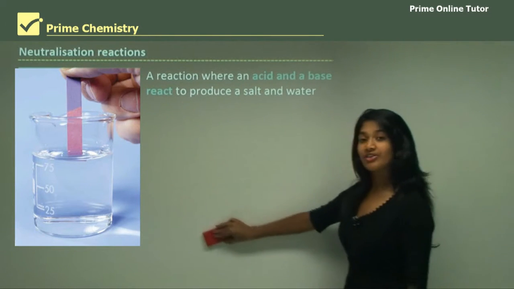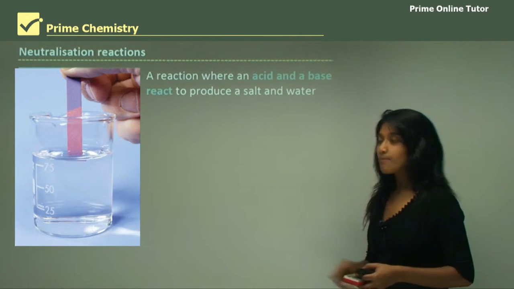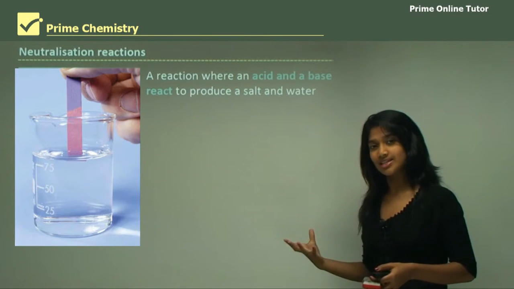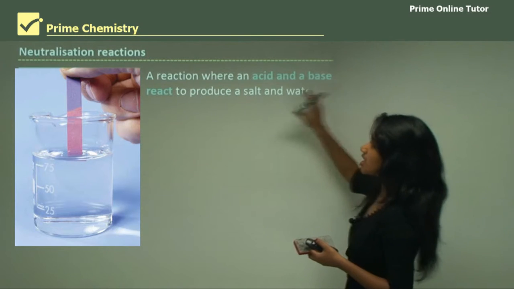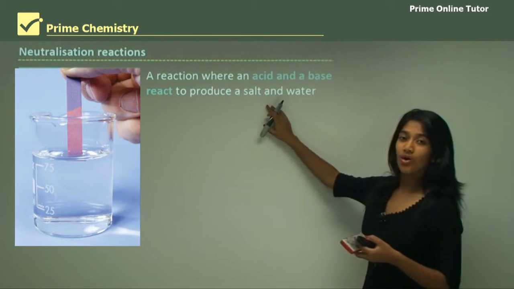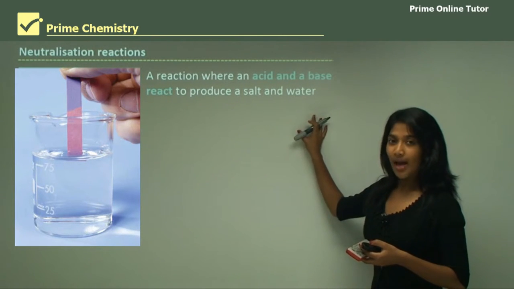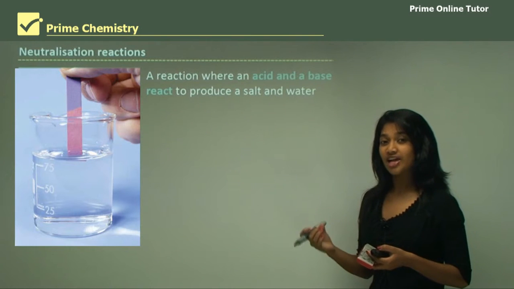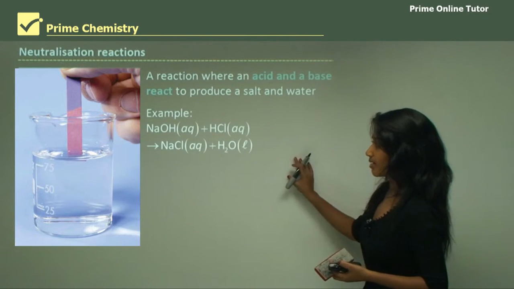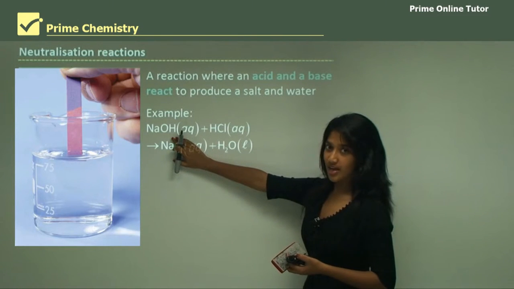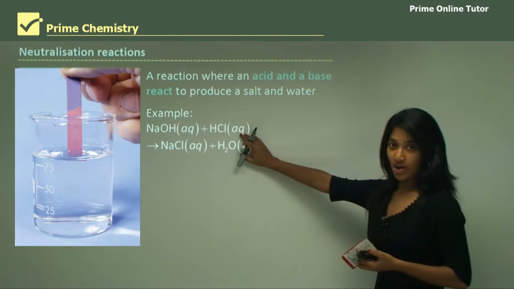Now this type of reaction was covered in year 10, but now we're going to be looking at it in greater depth. A reaction where an acid and a base react to produce a salt and water. So basically it is a reaction between an acid and a base. Now let's take an example here. We have sodium hydroxide reacting with hydrochloric acid.